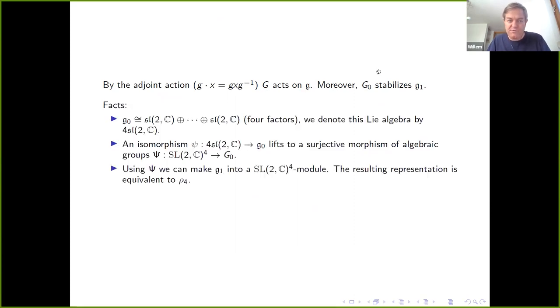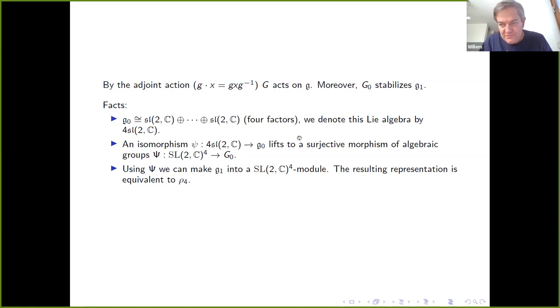And then we have a few facts which can be figured out. The first fact is that the subalgebra g0 is isomorphic to the direct sum of four copies of SL2. If you have an isomorphism from that four SL2 to g0, you can lift it to a surjective morphism of algebraic groups from SL2 to the fourth onto G0. Then using this map, we can make the space g1 into an SL2 to the fourth module, because you take an element of SL2 to the fourth, you map it into G0, and that element acts on this space g1.